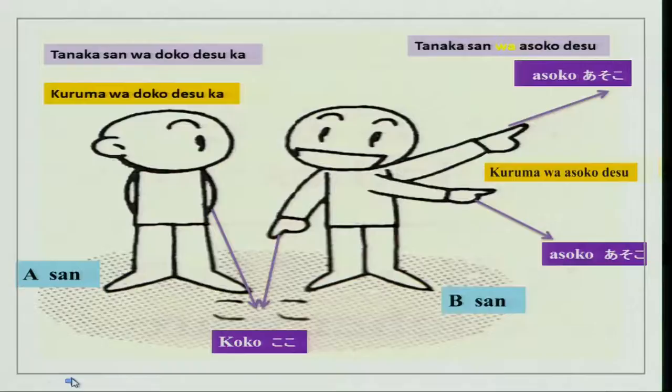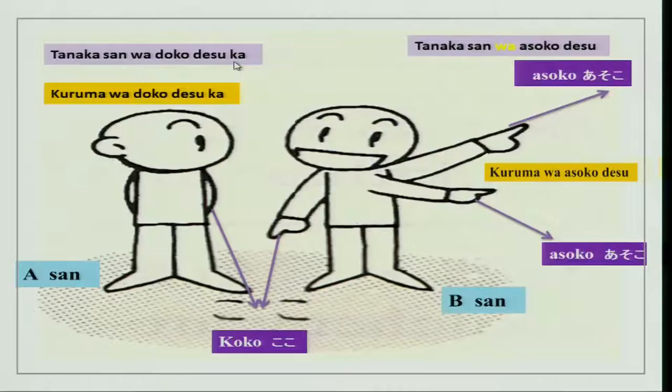as for person. And then also another thing over here, you will notice that wa is a little colored. Now, why wa is colored over here is because one question has already been asked by A-san, kuruma wa doko desu ka? So, the answer is kuruma wa asoko desu. And again, he asks another question and says, Tanaka-san wa doko desu ka? And B-san again says, Tanaka-san wa asoko desu.